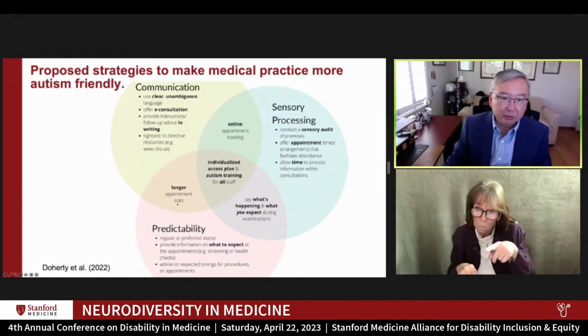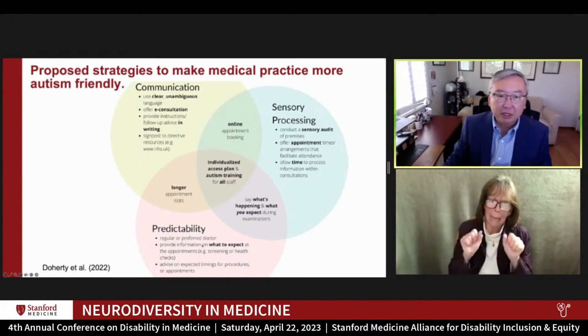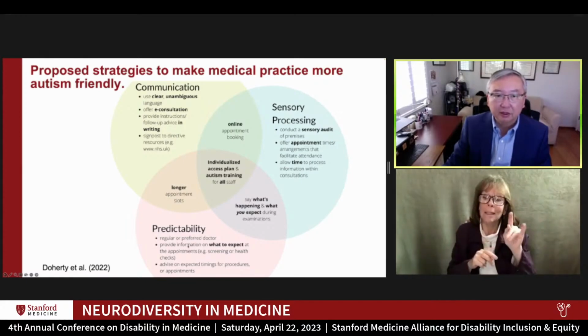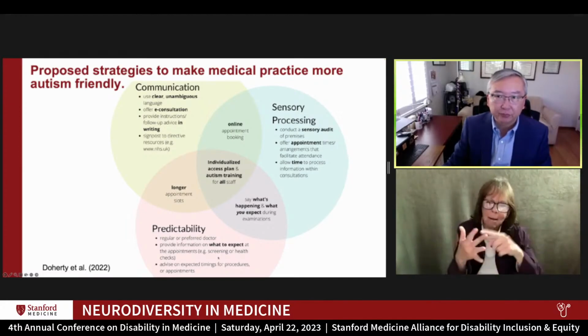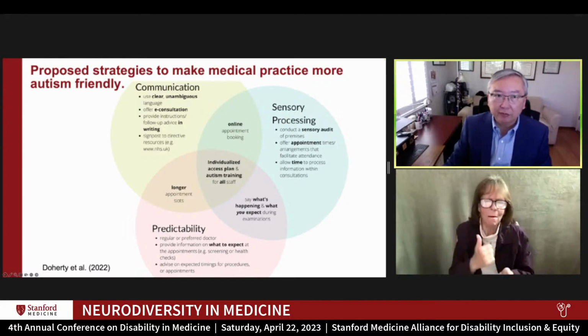And also predictability. People on the spectrum, generally speaking, have cognitive inflexibility. It is very common. And because of that, when there are changes in plans, it's going to be difficult. So basically, providing information on what to expect is going to help with the relationship. So if all of these can be taught to medical providers, then that will be quite helpful.